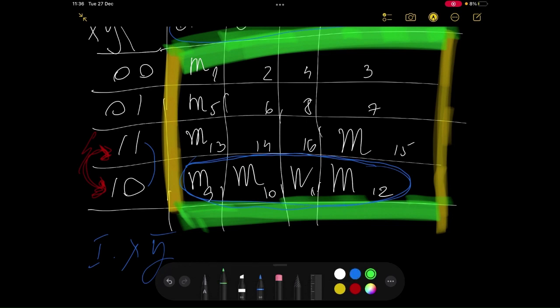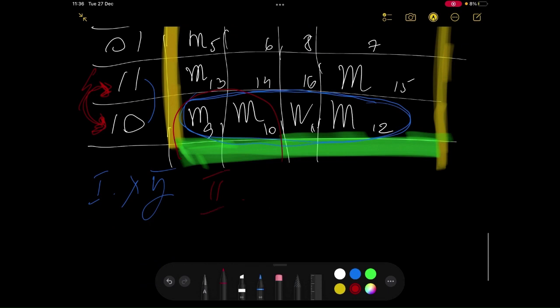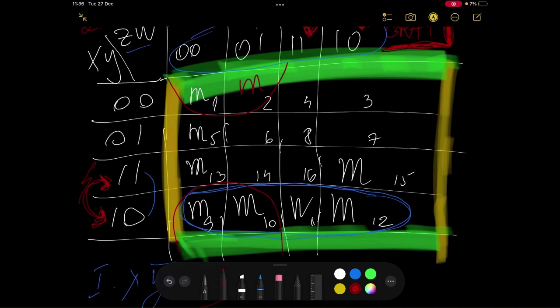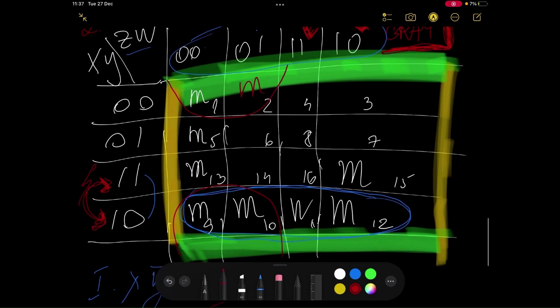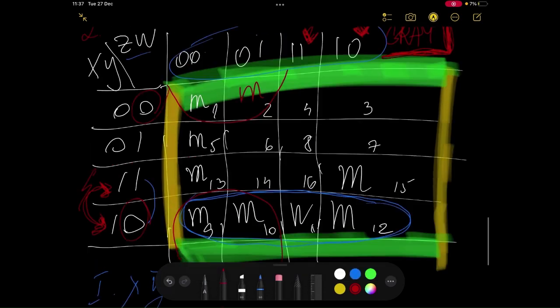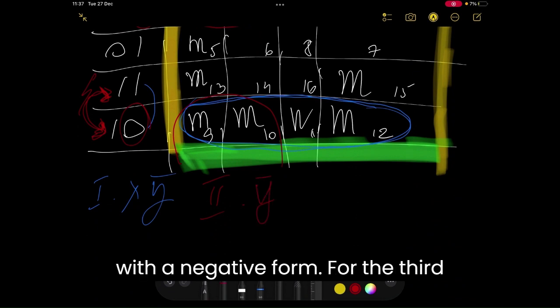For the second group, I will do this. This should be another M here, sorry. So for this second group, we will as well be looking for repeating elements. So here our repeated elements are Y and Z. Both are zero, so we will be writing them both with a negated form.